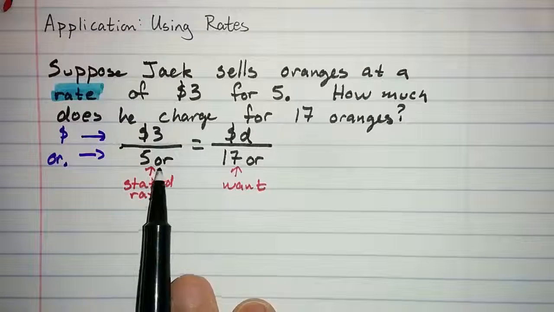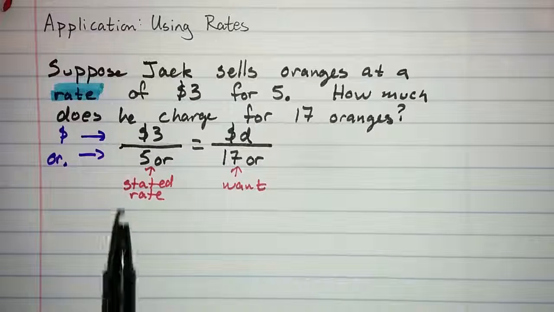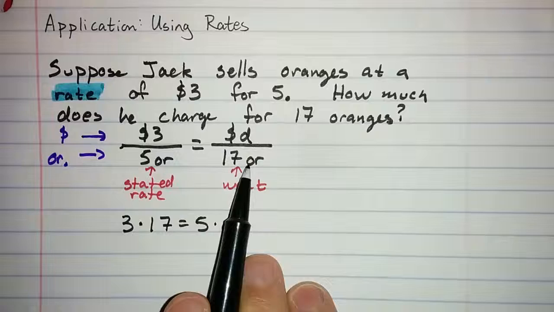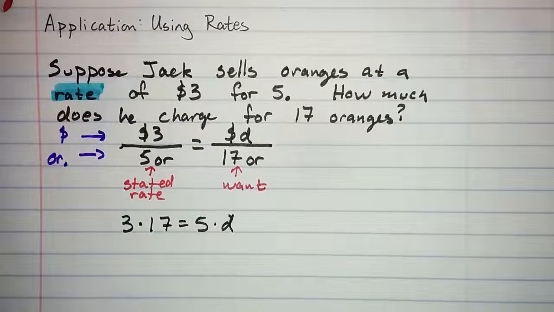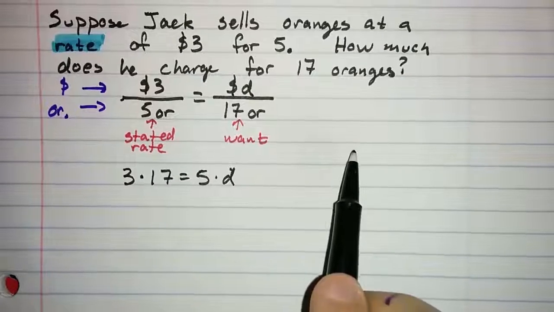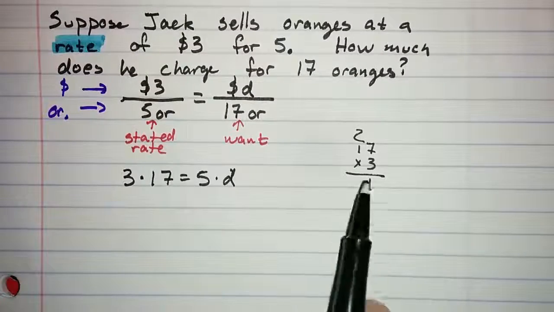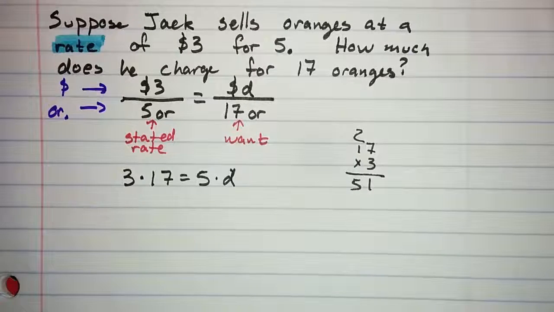Dollars times oranges, the cross products are fine. So I'm going to cross multiply. My cross products are 3 times 17 and 5 times D. Let's work out this multiplication. 3 times 7 is 21. 3 times 1 is 3, plus 2 is 5.